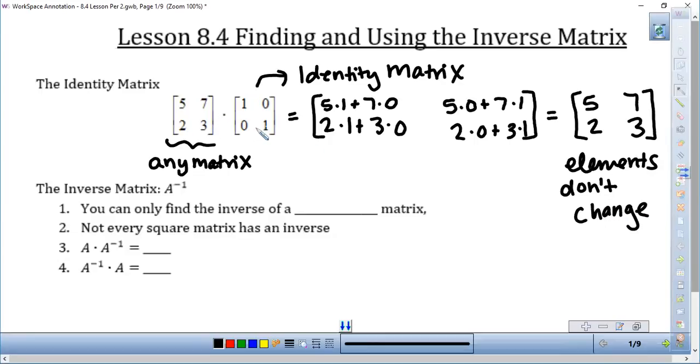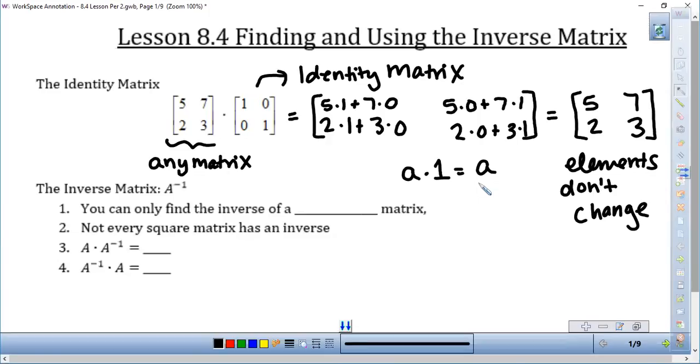So if we multiply by the identity matrix, it's going to be the same thing. It's sort of like in the real number system, multiplying by the identity, which is 1, causes whatever we multiply by 1 to stay the same. Anything times 1 is equal to itself. In the world of matrices, anything times the identity matrix is equal to itself.